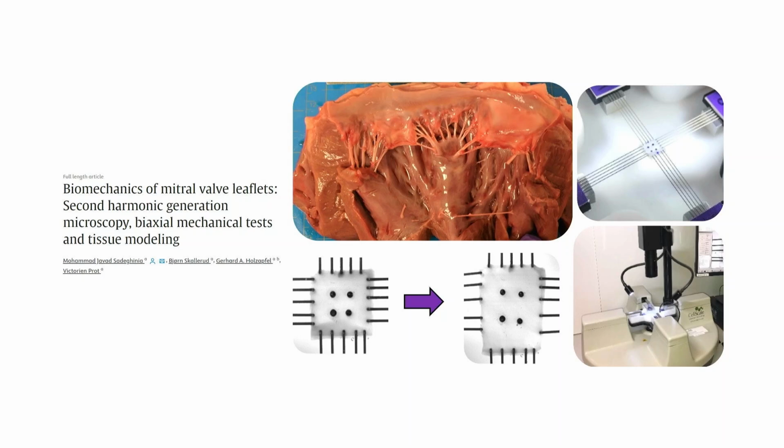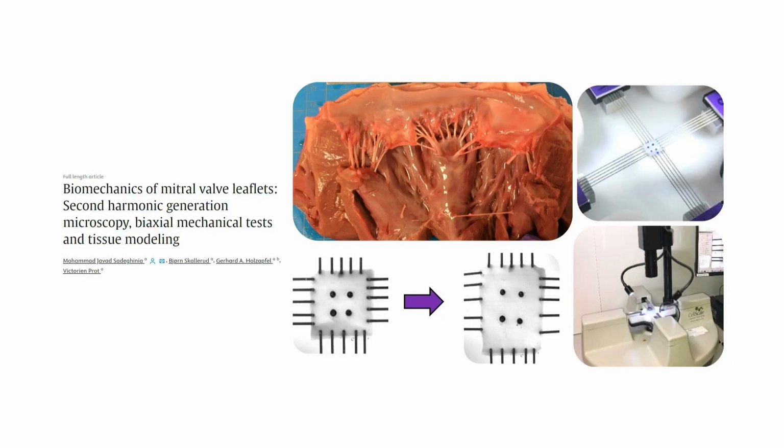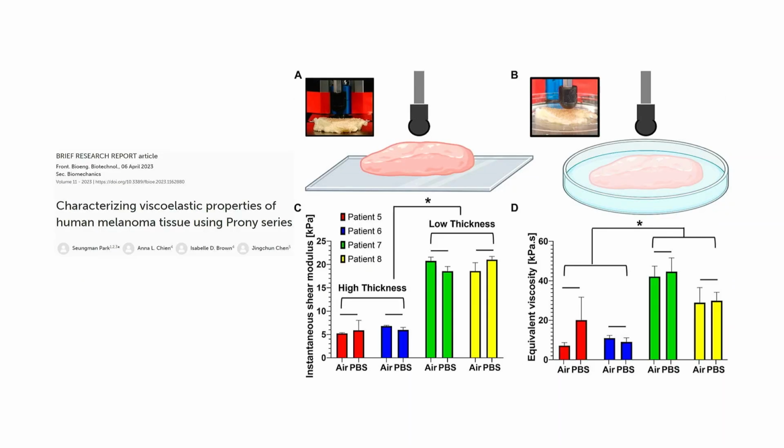This is the last one. I wanted to showcase that cadaveric and animal model tests are not only conducted for healthy tissues but also for diseased tissues. So this is where they are looking at biomechanics of mitral valve leaflets, second harmonic generation microscopy. They are looking at biaxial tests. So mitral valves were extracted, and biaxial tests based on the actual loadings which are applied to these kinds of tissues in a realistic setting were modeled through mechanical tests on these realistic tissues, following all the clinical norms.